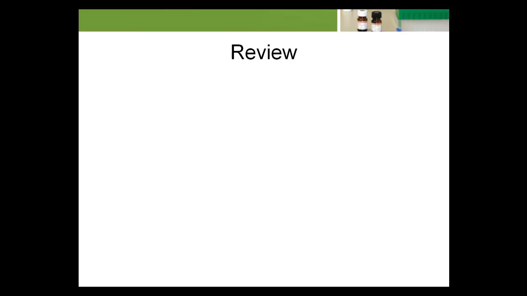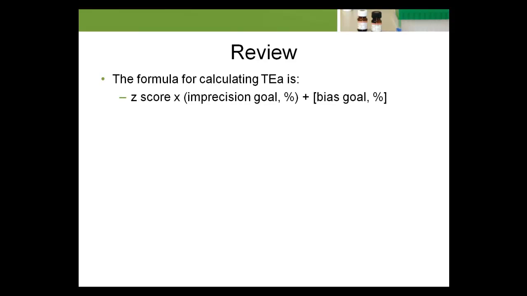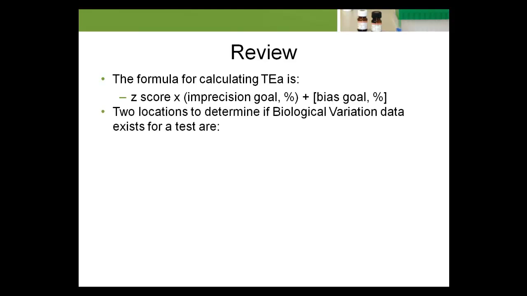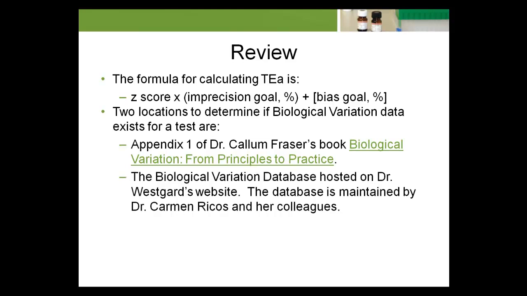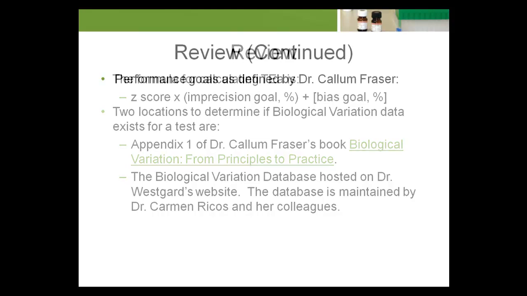Let's review what we've learned about TEA. The formula for calculating TEA is z-score times imprecision goal percent plus bias goal percent. Two locations to determine if biological variation data exists for a test are Appendix 1 of Dr. Callum Fraser's book, Biological Variation from Principles to Practice, and the Biological Variation Database hosted on Dr. Westgard's website. The database is maintained by Dr. Carmen Ricos and her colleagues.